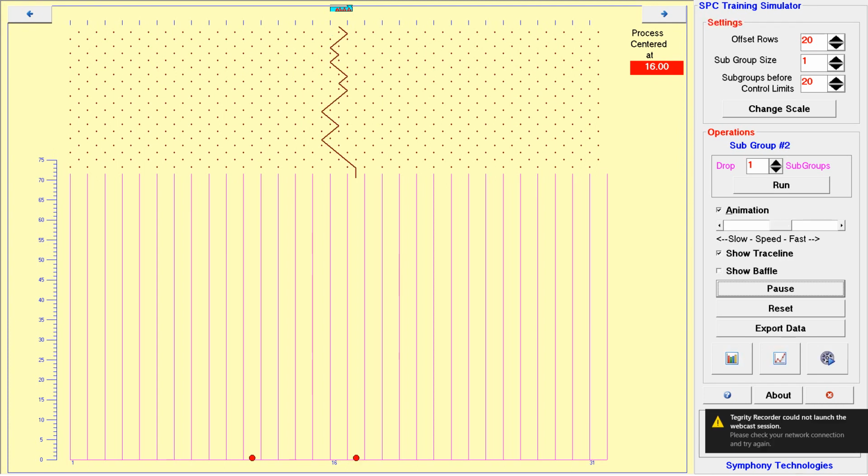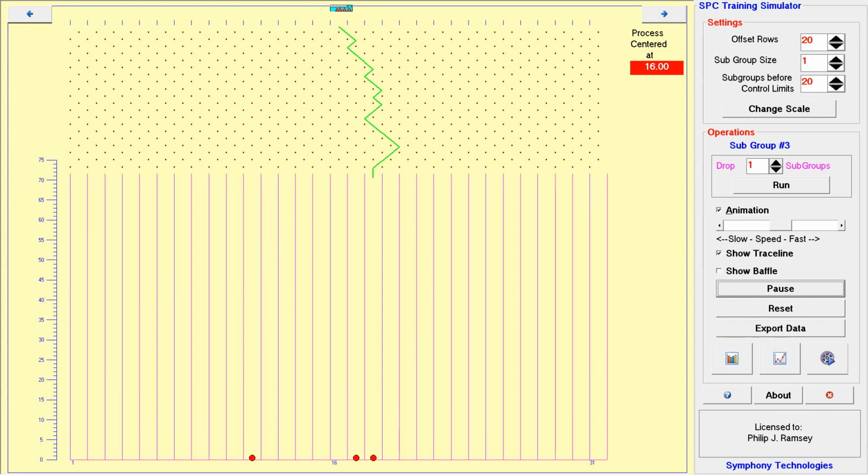So if we begin to drop beads, what happens? The pattern starts to emerge. In other words, the collective action of all those pins causing each bead to bounce around results in getting a distribution of positions for the beads. Well, I'm going to take off the animation, and I'll just reset this, and we'll drop a lot of beads.